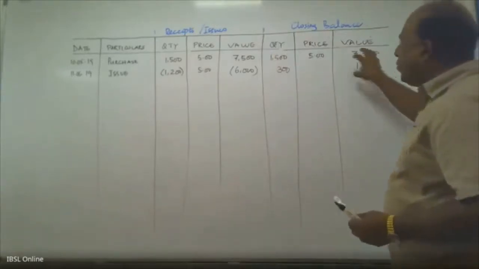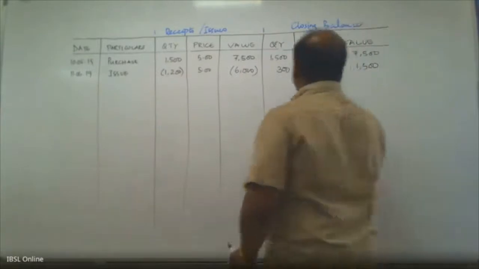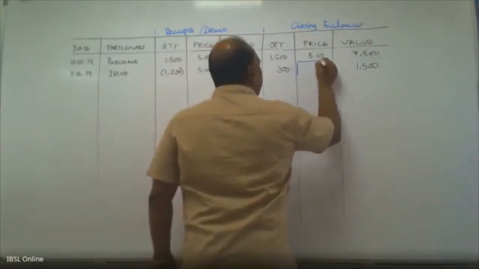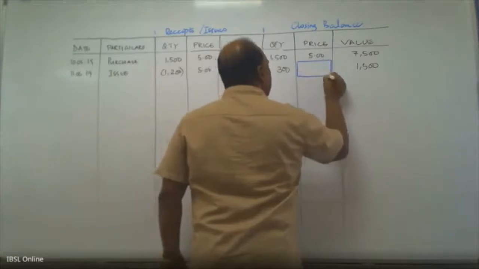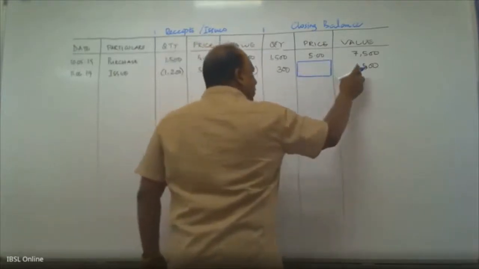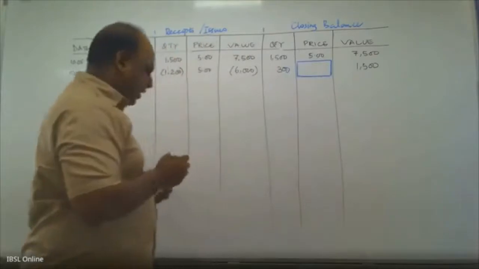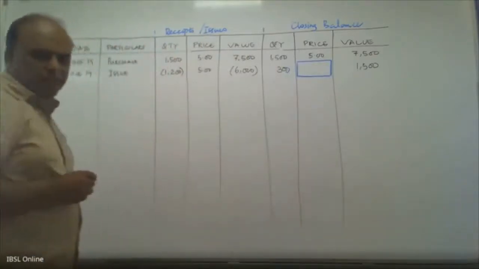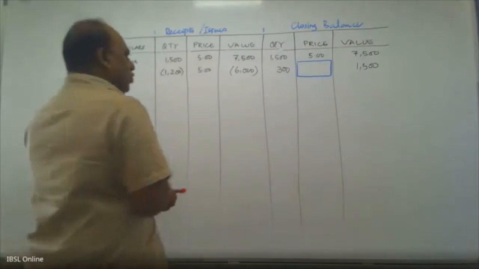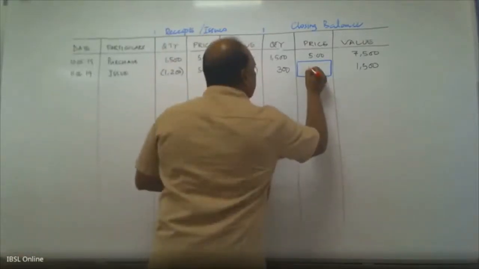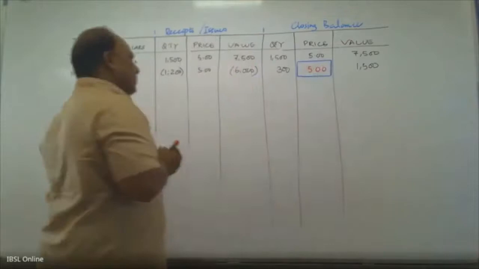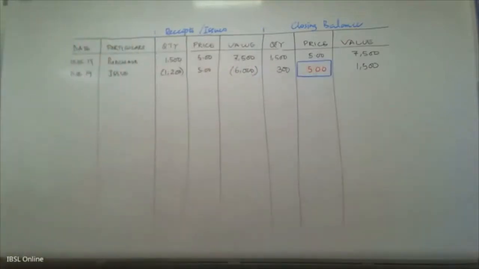Based on this value and quantity, we will determine the price. What do you do? You divide the value by the number of quantity. So here, of course, when you divide it, you will get 5 rupees. That is obvious because this being the first transaction, you will have the 5 rupees. Okay, let's go on further. Then you will understand what this average cost thing is.